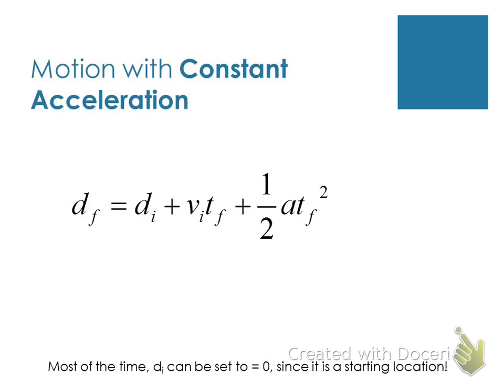Next equation. D sub f equals d sub I plus v sub I t. Realistically, this t sub f means final time. We really don't need to include that subscript f on time, because essentially they're going to give us a time starting from point 0. So we don't really need to have that f in there, but your book puts it in there, so I did. Plus 1/2 a t squared.